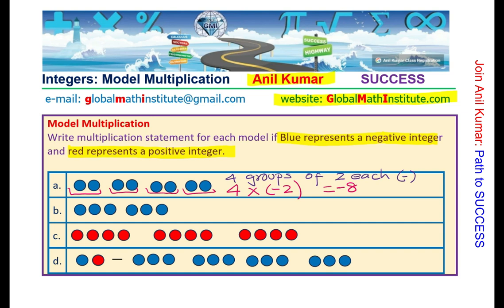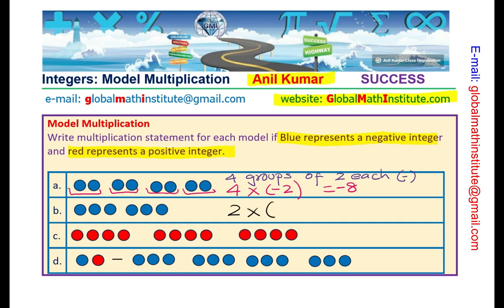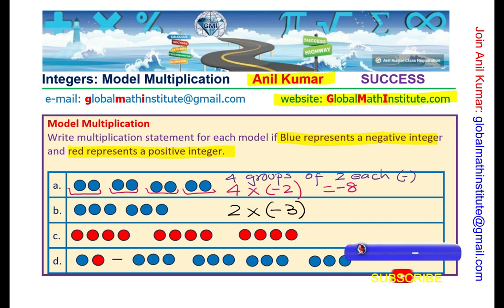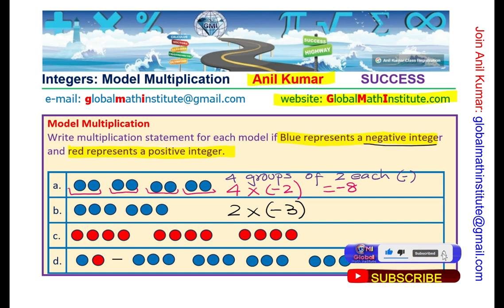Well, you must have got the answer for the next one, which is two groups of 3 each, and all are negative integers since the color is blue, right? So let me rewrite this answer. Two groups means 2 times, and how many each? 3 each. Negative, because it is a blue counter, and every blue counter represents a negative integer. You can count there are 6 in all. 6 blue means minus 6. Perfect.